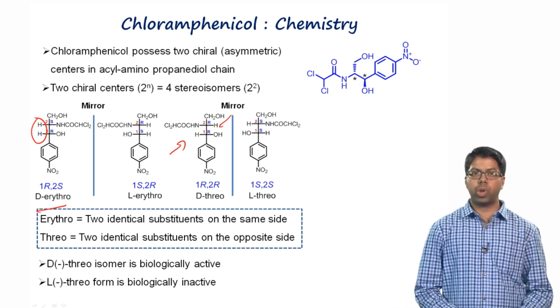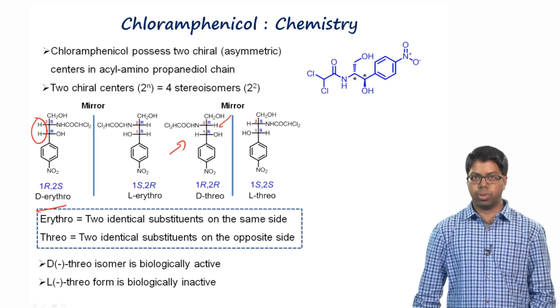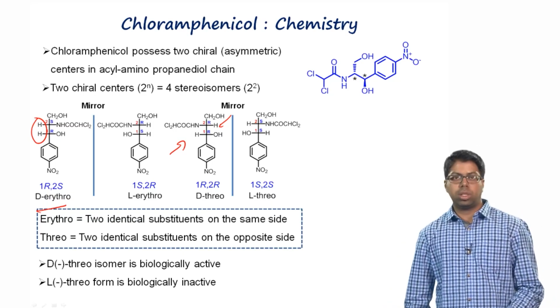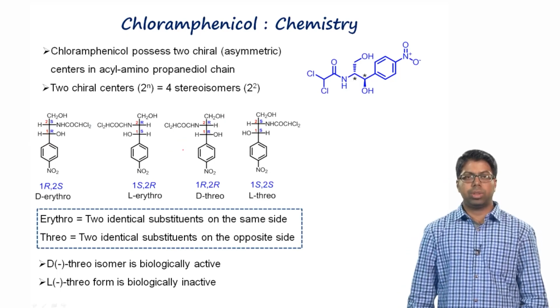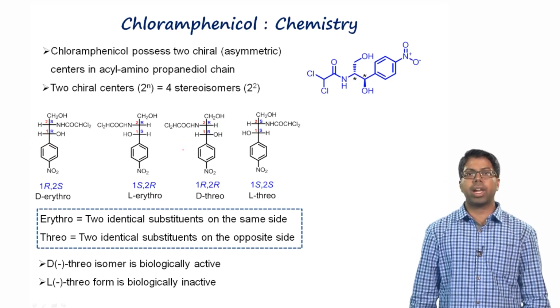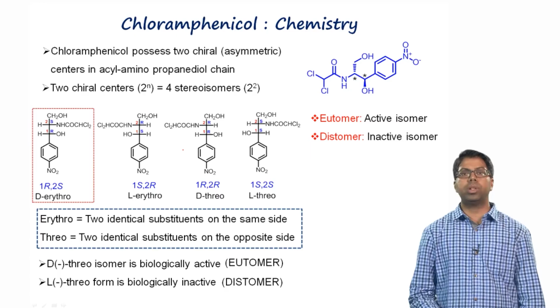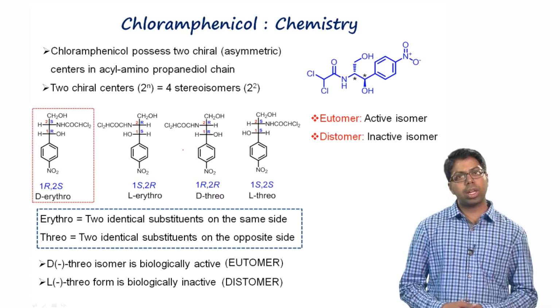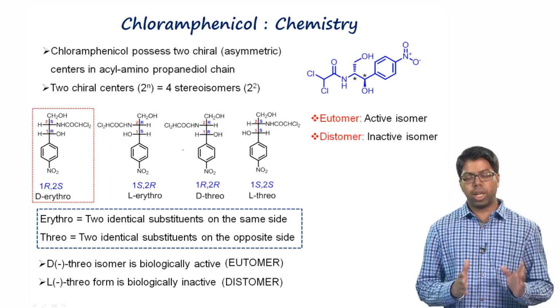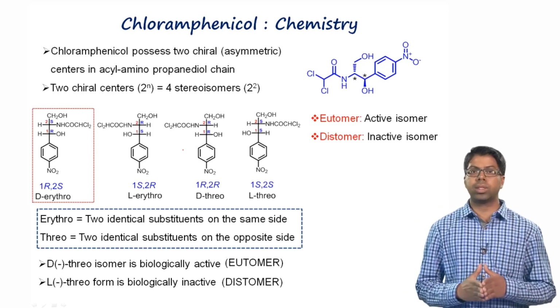Therefore, among these 4 stereoisomers there are 2 pairs of enantiomers. Now, the presence of a stereo center in a molecule can lead to differences in pharmacological activity. To differentiate the enantiomers in terms of pharmacological activity, we use 2 terms called eutomer and distomer. Eutomer is a chiral enantiomer that has the desired biological activity, whereas biologically inert or inactive isomers are called distomer.